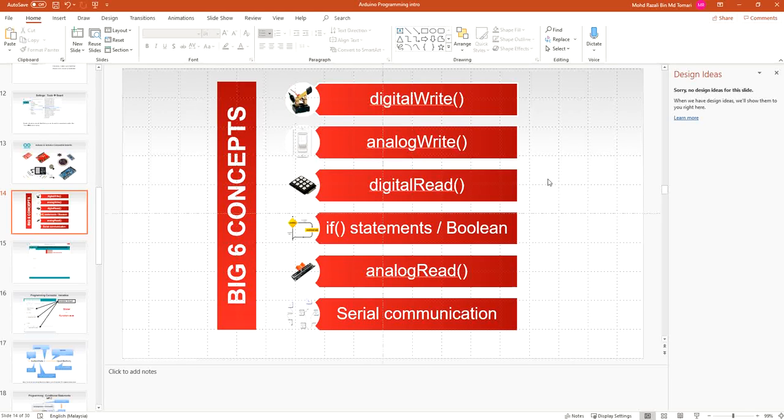So previously we have learned about the big six concepts in the programming of the Arduino, in which you have learned about digital write, analog write, digital read, the if statement, which is the conditional statement, analog read, and then also the serial communication. So this is all the six items that we will usually use in the Arduino programming.